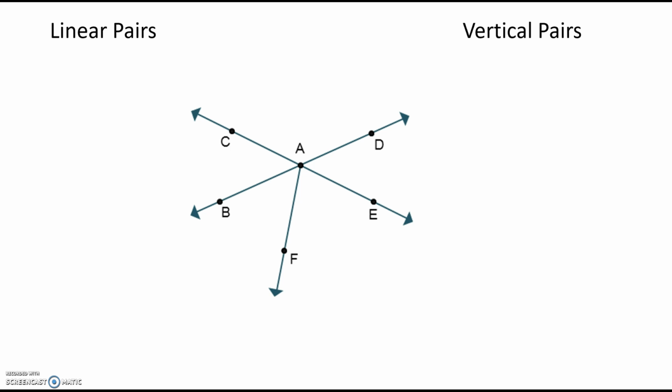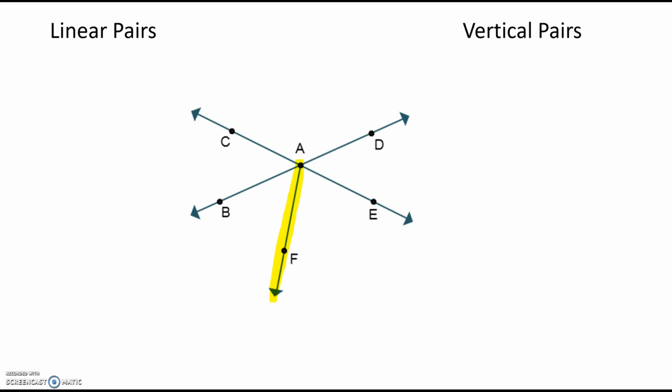So what I mean by that is, let's look right here at this ray that I've highlighted in yellow. Notice that is not a line, it is just a ray. Most of the time we see that ray and it messes everything up for us, and makes it much harder to see our vertical pairs and our linear pairs. So when you have a ray stuck in your drawing like that, you're going to have to just pretend it doesn't exist, because that is not going to be a part of linear pairs or vertical pairs.